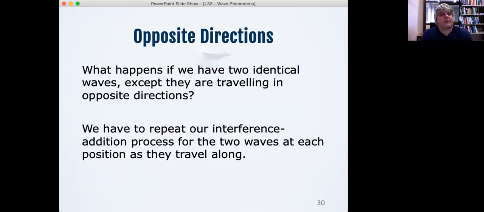What happens then if we have two identical waves, but they're traveling in opposite directions? So we said if they're traveling in the same direction with the same wavelength and same wave speed, whatever phase they are, they'll just stay that. What if they're traveling in opposite directions?